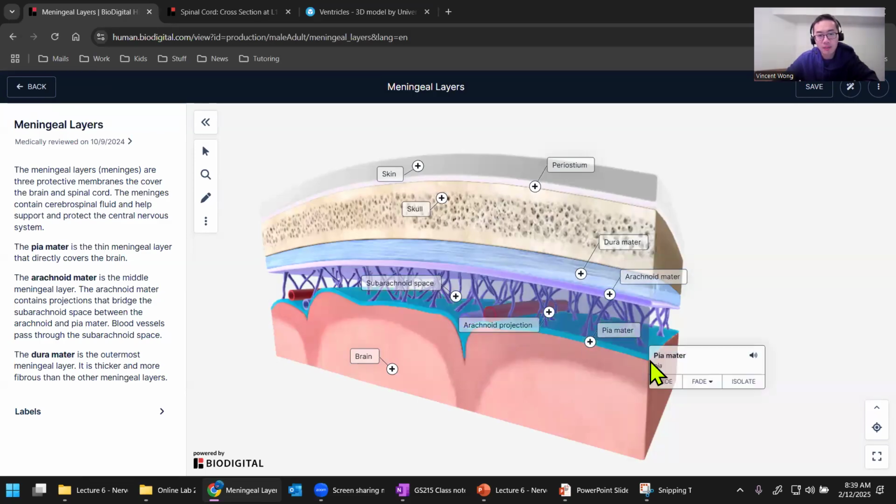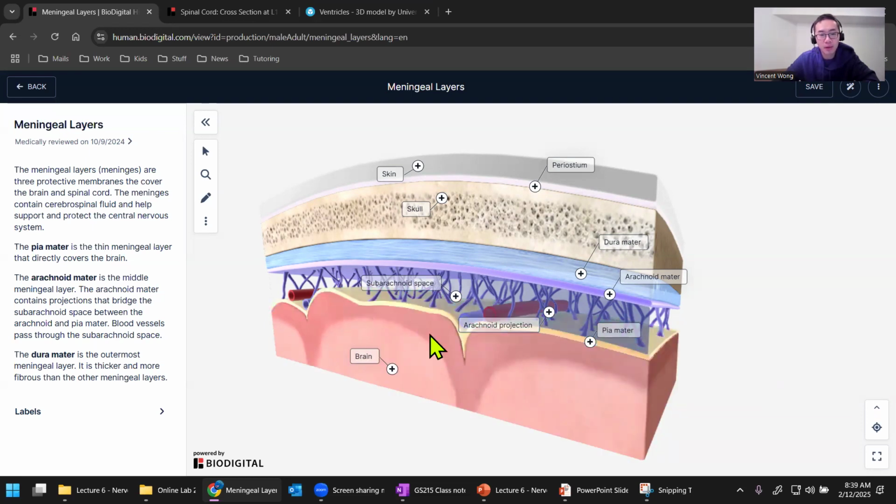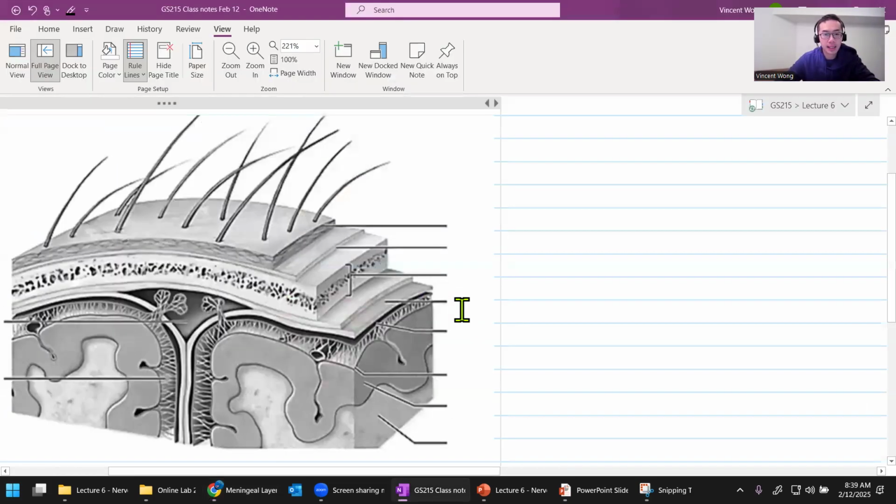And then finally, we have the pia mater that will be in direct contact with either the brain or the spinal cord. And you can see the darker color stuff right here of the brain. That's the gray matter I was telling you about at the beginning. And even deeper than that, you will have the white matter. So the dura mater, arachnoid mater, and the pia mater, they all collectively form your meninges.